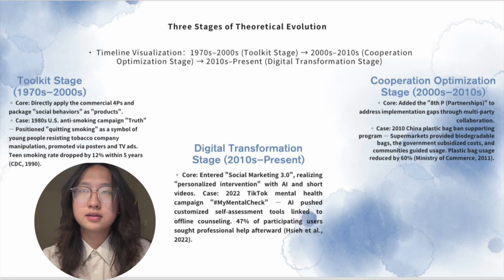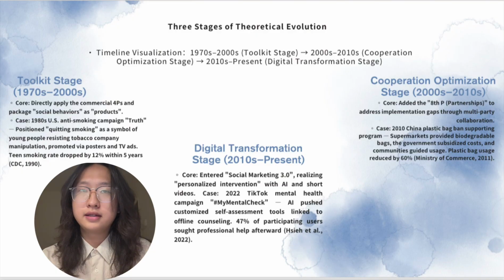The planners positioned quitting smoking as a symbol of young people fighting against tobacco companies. They used posters and TV ads to spread the message. In the end, teen smoking rates dropped by 12% in 5 years. This data comes from the CDC 1990 report.